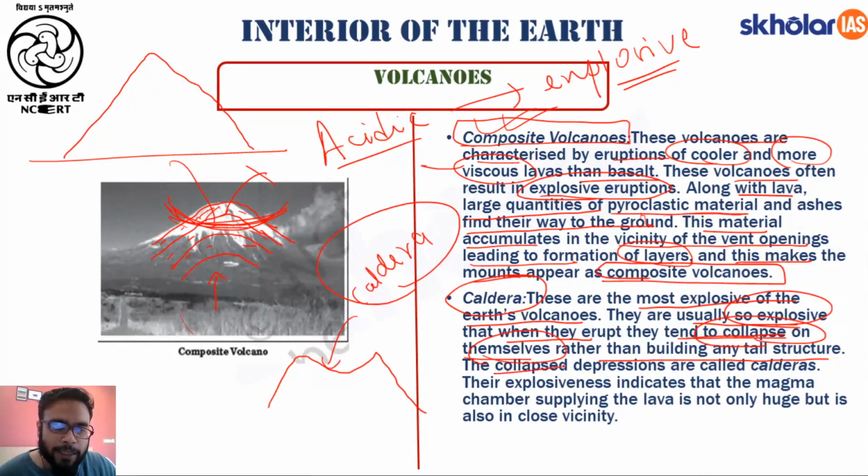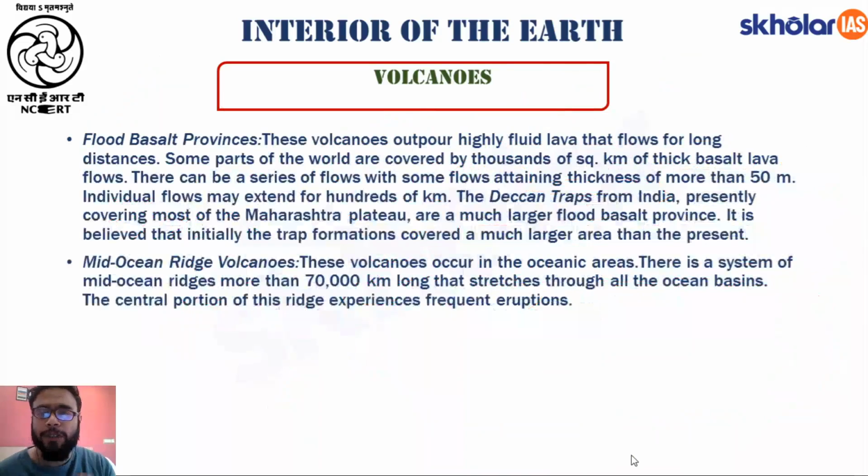Fine. So the collapsed depressions are called calderas, and their explosiveness indicates that the magma chamber supplying the lava is not only huge, but also close to the vicinity. Fine. So these are your different types of volcanoes.